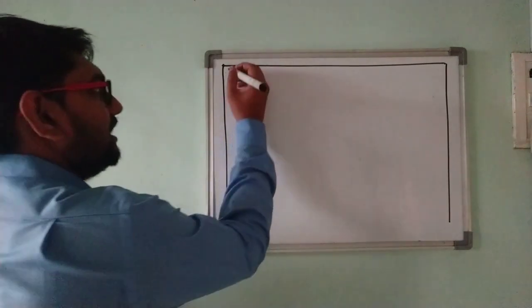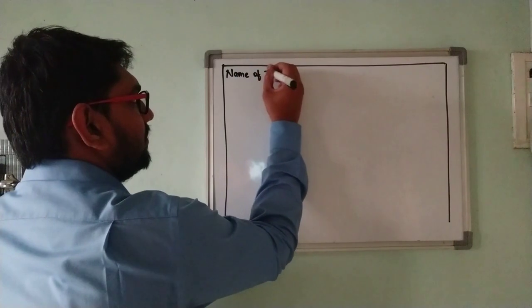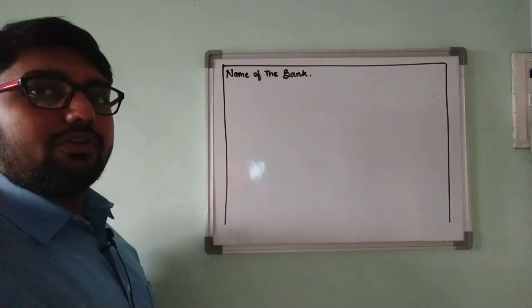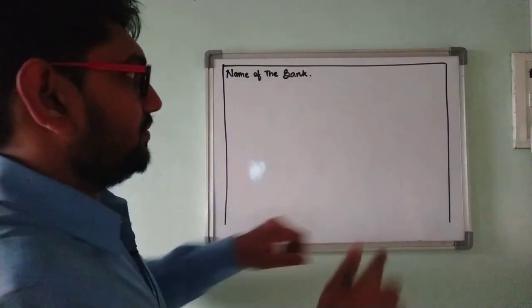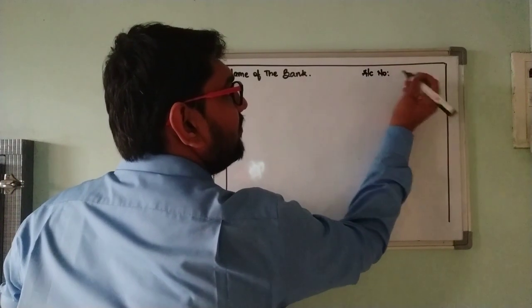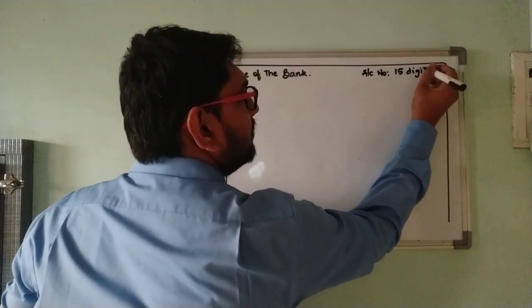So I am going to write the name of the bank. And I am going to write the account number over here. Account number. An account number is normally a 15-digit number. So any 15-digit number.